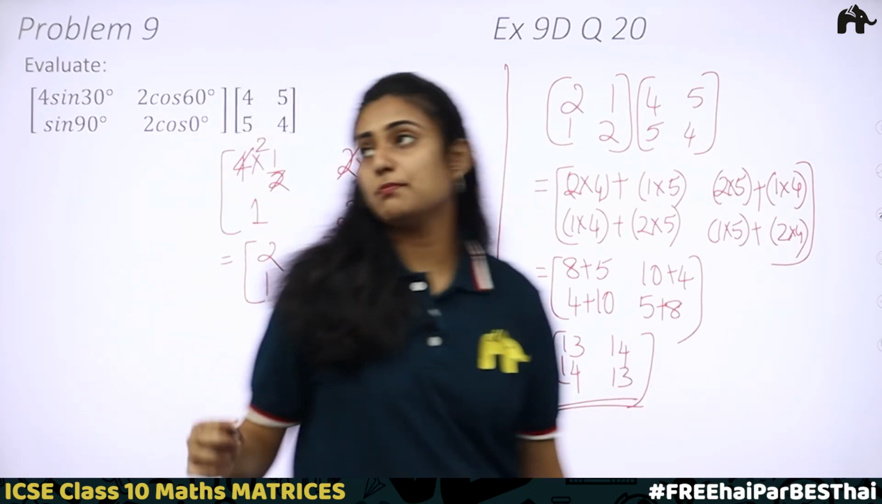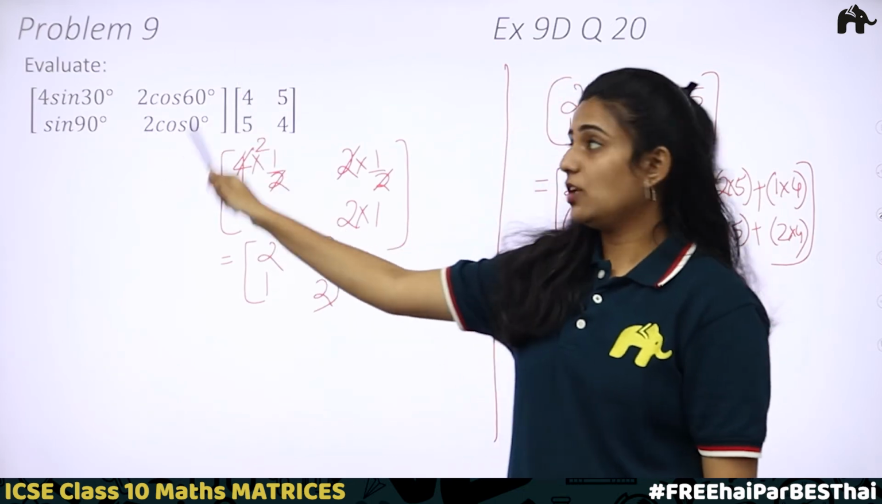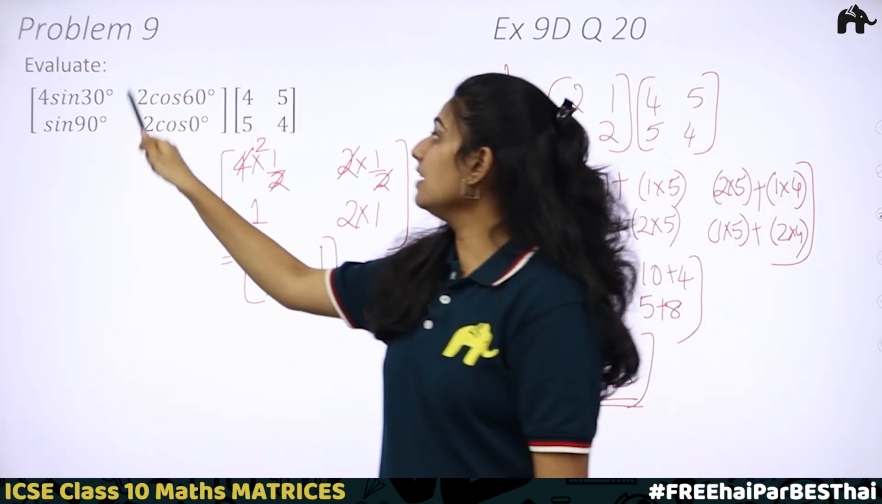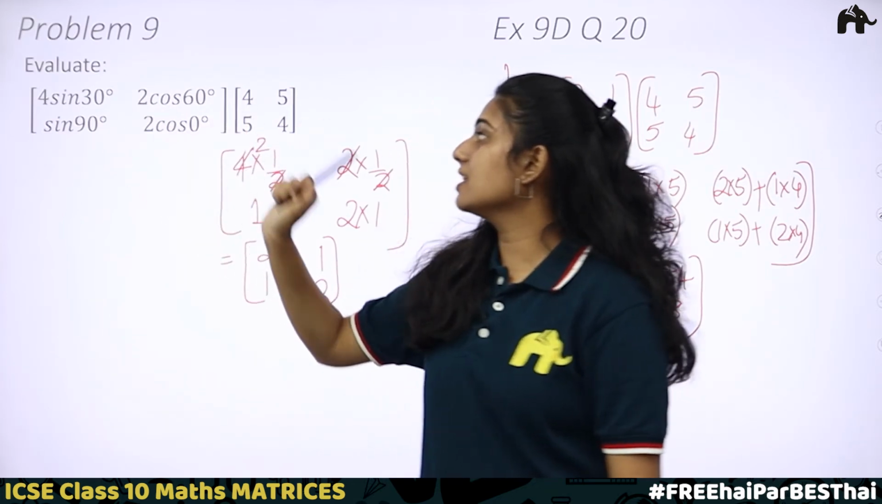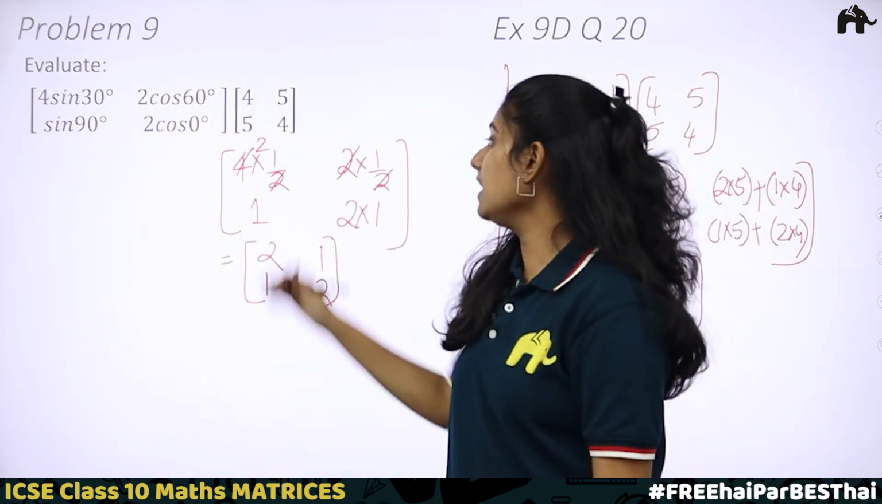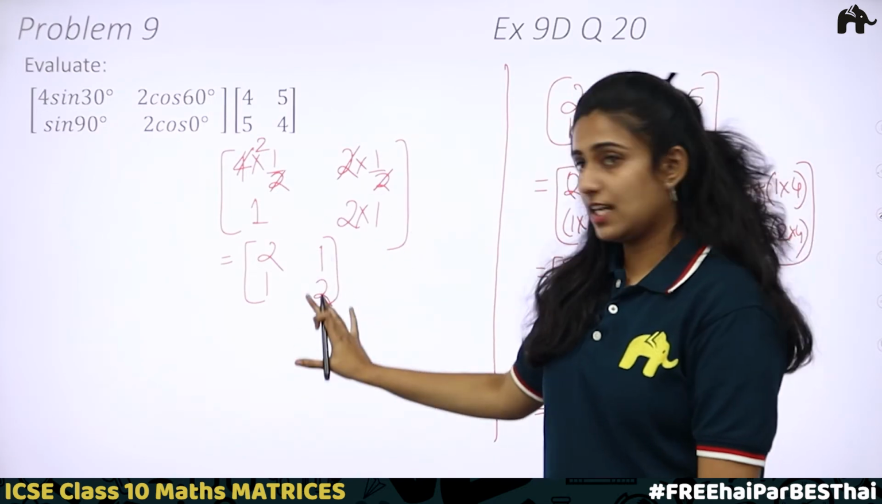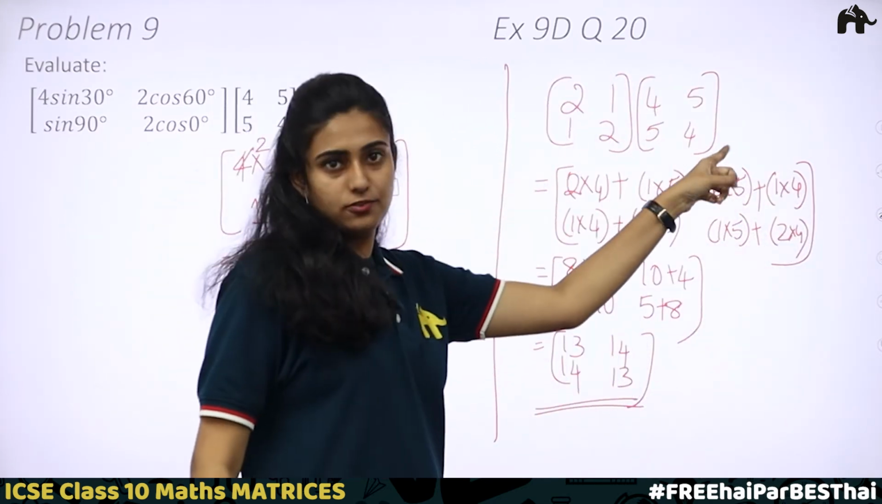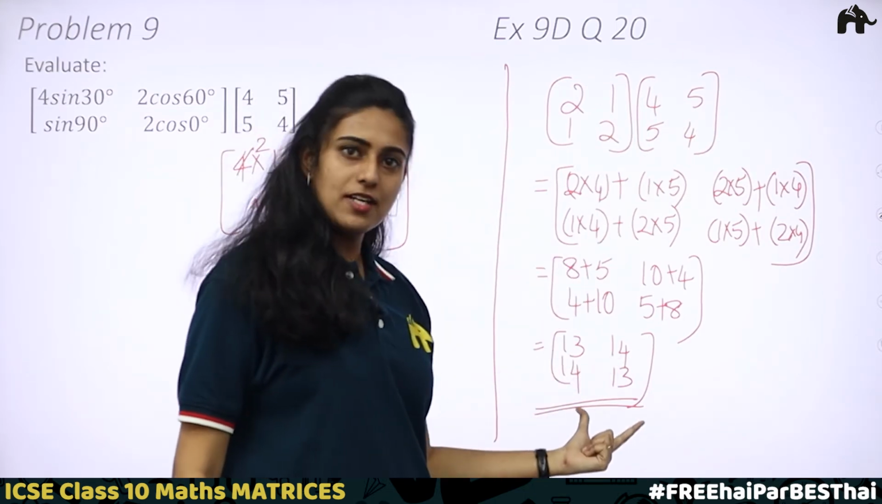Got it? We have simplified this. We have evaluated this matrix into this matrix. First thing, you have to know sin 30, cos 60, cos 0, sin 90 degree. Putting the values, we got another matrix. With this matrix, we are multiplying [4, 5; 5, 4]. Then we got the value of the matrix.